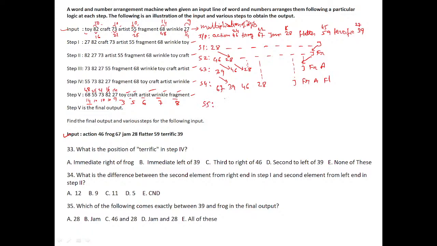Now step 5. What it gives? 39, 46, 28. This is the last set here. So J would be here, F would be here, A would be here, FL would be here, and this is traffic, and here this is 59. Right? So this is the final arrangement.